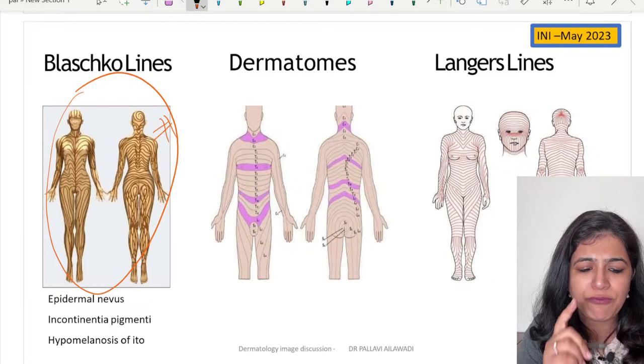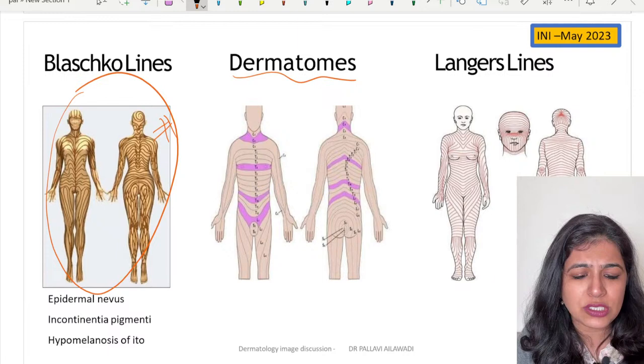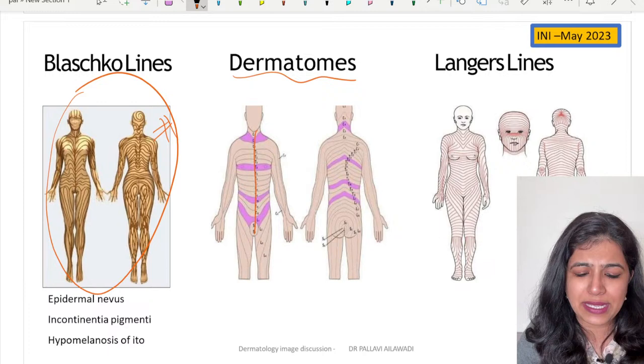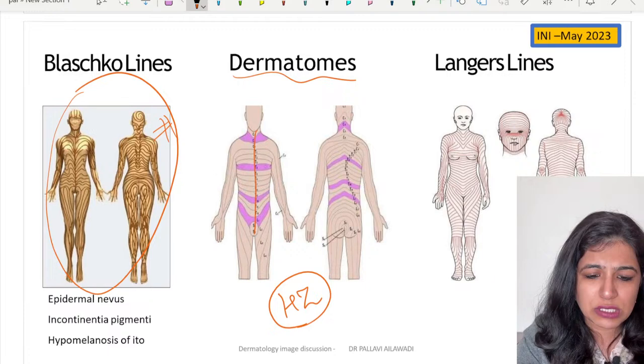Next, we come to dermatomes. These are the areas supplied by each spinal nerve. Now here, these will have a midline demarcation, but the shape is straight. Wherever they are on the body, they are straight lines. And an important dermatosis along these is herpes zoster.